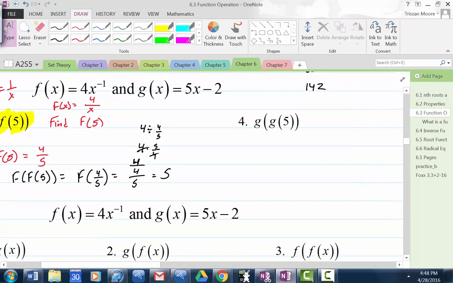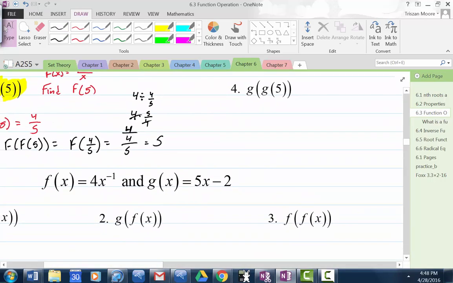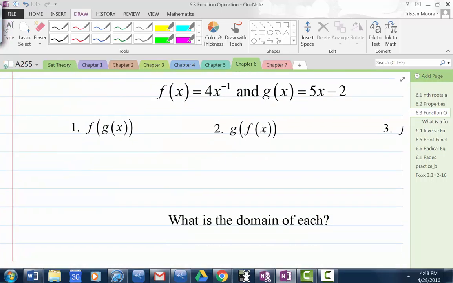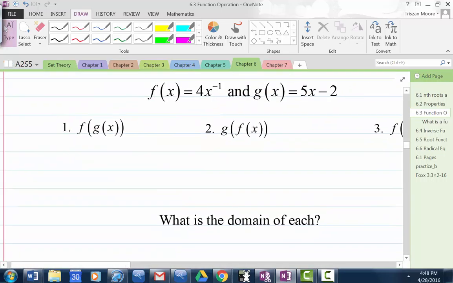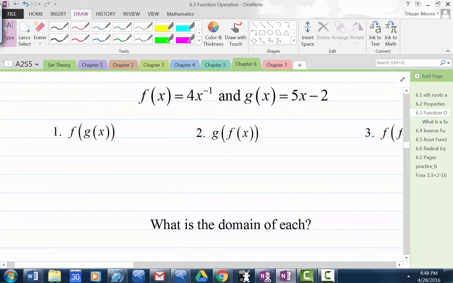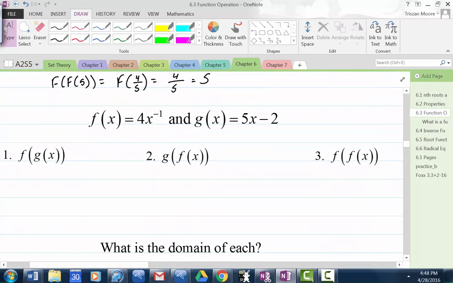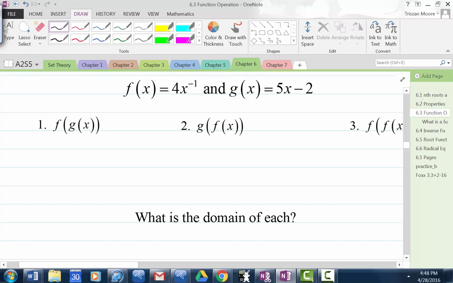You can do the same idea with g of 5, but for the sake of the length of this video, I'll just go to my last thing. Given these two functions right here, f of x equals 4x to the negative first, and g of x equals 5x minus 2. I'm just going to find out what f of g of x is. First off, I know what g of x is. So if g of x equals 5x minus 2, then f of g of x equals f of 5x minus 2.